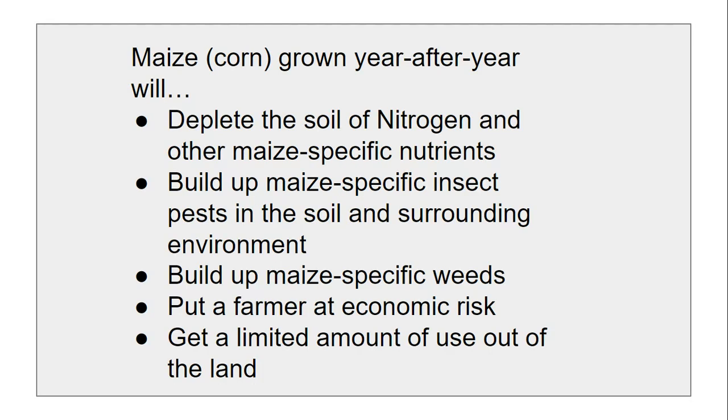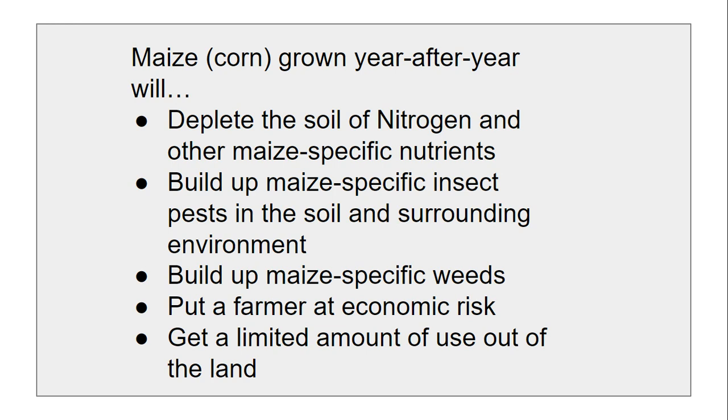It might work great that first year, and then what are you going to do the next year? If you plant corn year after year, what will happen? It will deplete the soil of nitrogen and other corn-specific nutrients. It will build up the insect pests and diseases specific to corn.